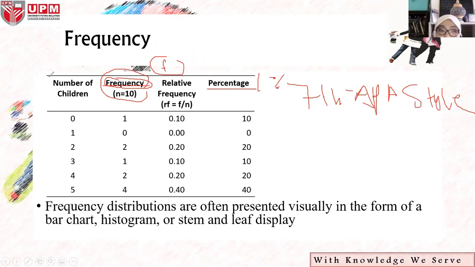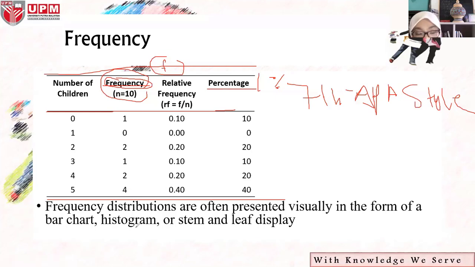Okay, in terms of drawing your table, you should have the first line on the top. Okay, and then the second line that divides your heading and the data, and the last one at the end of your data. So you have three lines. Okay, this is the 6th APA style of reporting your findings. Okay, so frequency distributions are often presented visually in the form of a bar chart, histogram, or stem and leaf display or table. Okay, so it depends on your preference.